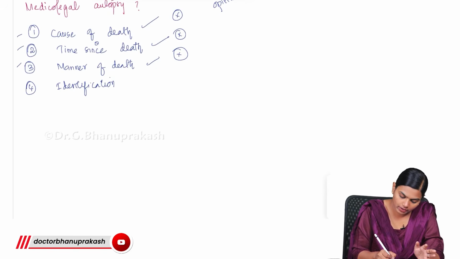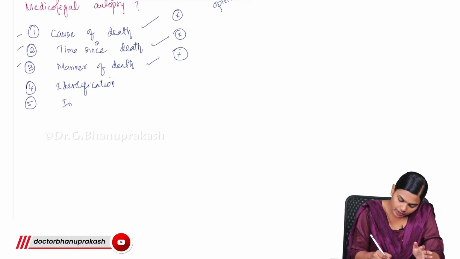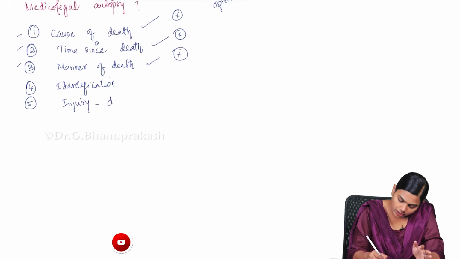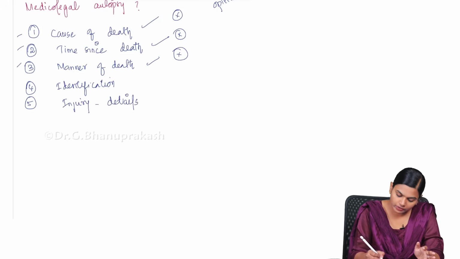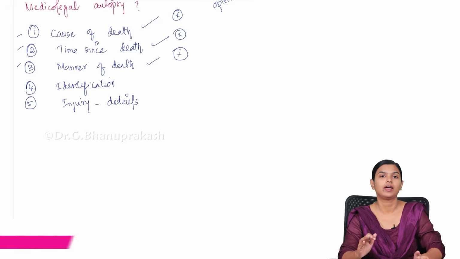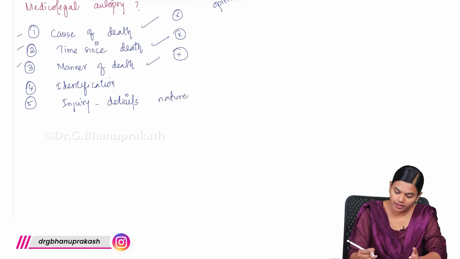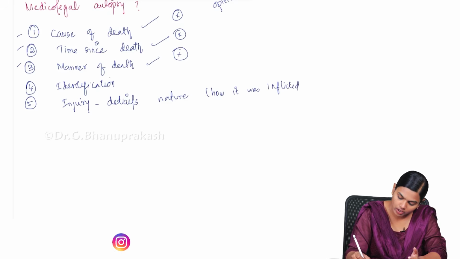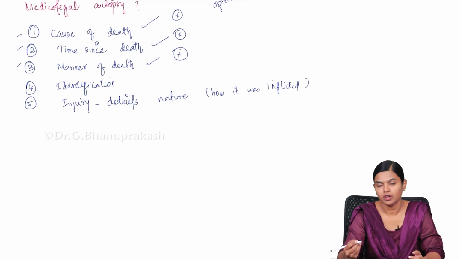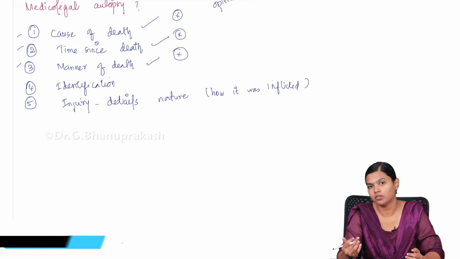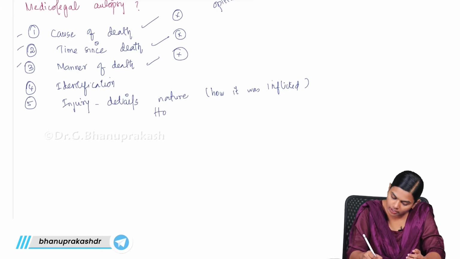Next to that, what they will expect from you is injury details. So if there is any injury, they will expect to know about the nature of the injury, like how it was inflicted, whether it was a self-inflicted wound, or someone had assaulted them, or what kind of weapon could have caused that injury, like how that injury happened. All that will be expected of you.